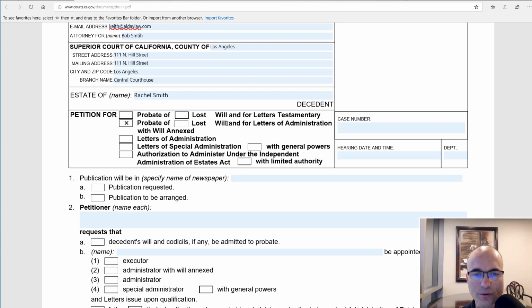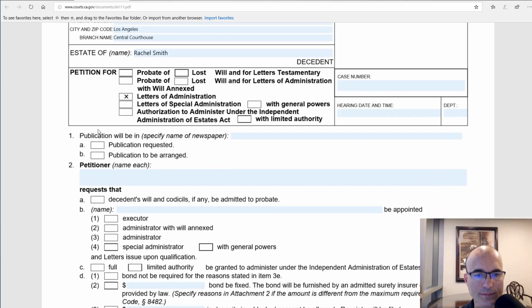Then what you're asking for is you want to admit a will to probate, and you want what we call letters of administration with will annexed, which is just a very confusing way of saying that the person who's going to act over this estate isn't named in the will. If you don't have a will, it's just an intestate estate, then you're going to go with letters of administration. You're not asking that the court admit a will to probate because there is no will. You just need letters of administration for somebody to manage the estate.